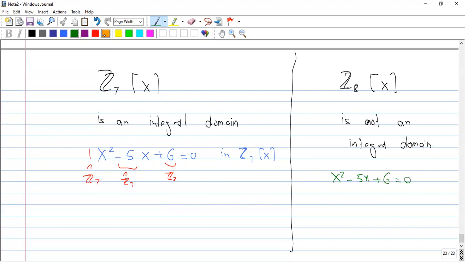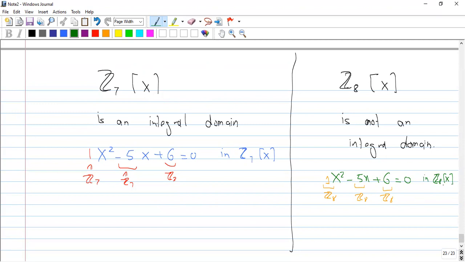Now this time coefficients are in, ये जितने कोफिशिएंट है किसमें बिलोंग कर रहा है, Z8 में बिलोंग कर रहा है. तो ध्यान में ये रहेगा कि if I am assuming the equation in Z8x, then coefficients are in Z8, and if I am assuming the equation in Z7x, then coefficients are in Z7.